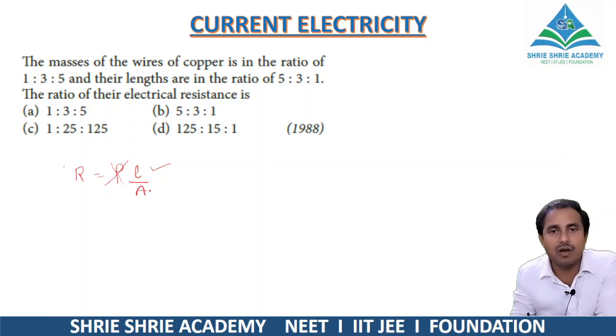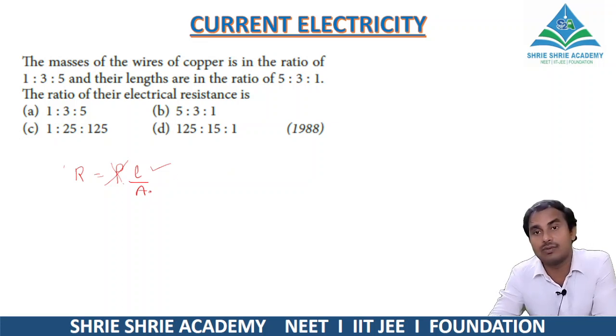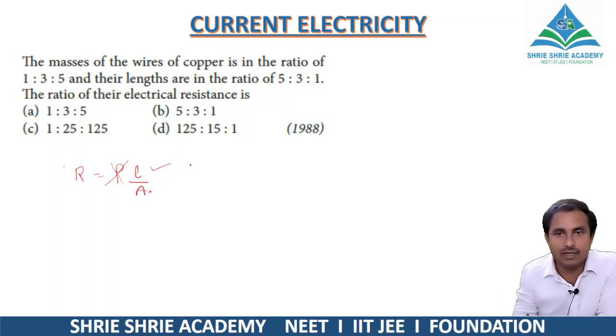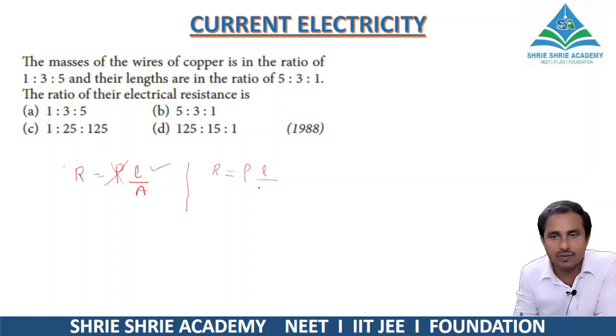But the problem is that instead of giving the ratio of area, he has given the mass ratio. So how to do it? For that, we need mass in our resistance formula. We write R = ρL divided by the area. Area is there in the denominator, so we multiply the denominator with length and the numerator also with length. Area into length becomes volume.